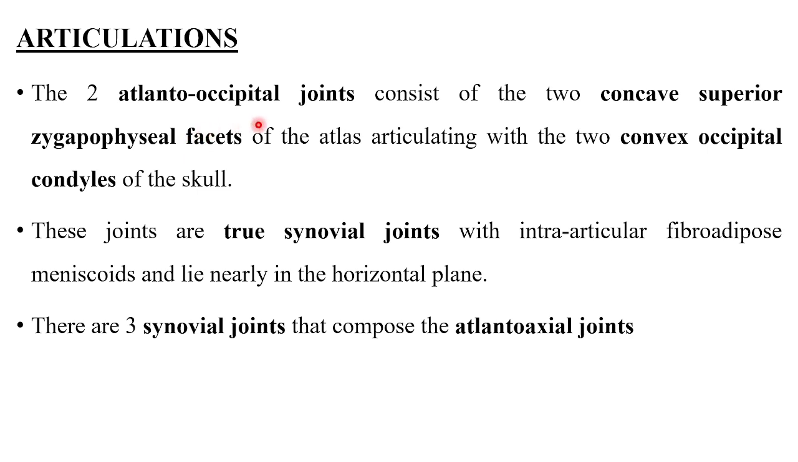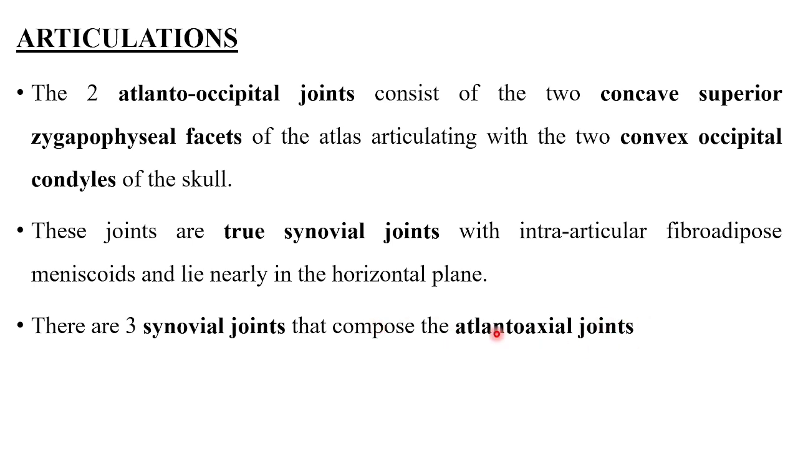So the first articulation is the atlanto-occipital joints, formed by the two concave superior facets of the atlas articulating with the two convex occipital condyles, forming a concave-convex joint. And these joints are true synovial joints. The second joint in the craniovertebral region is your atlanto-axial joint, formed by the atlas and the axis. Your inferior facets of the atlas articulate with the superior facets of your axis to form the atlanto-axial joint.